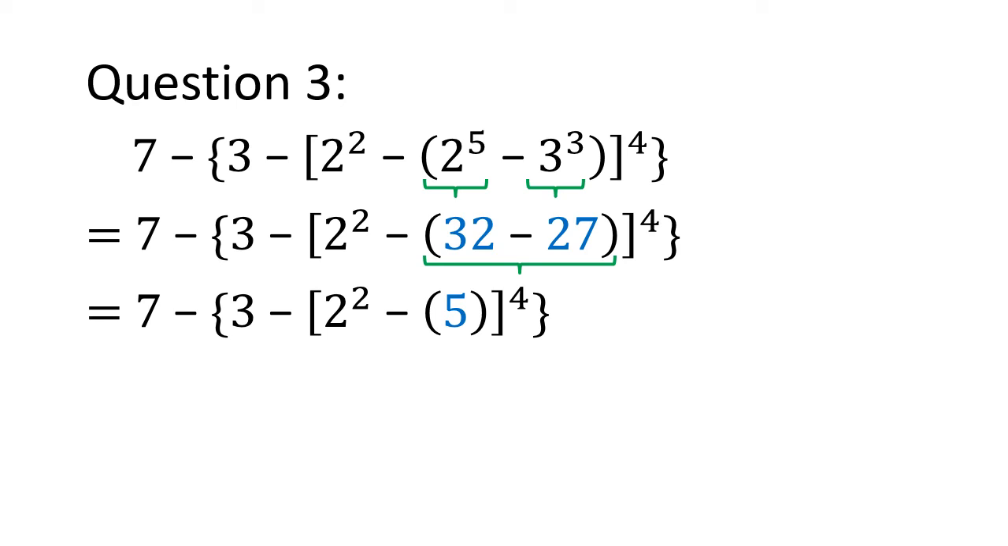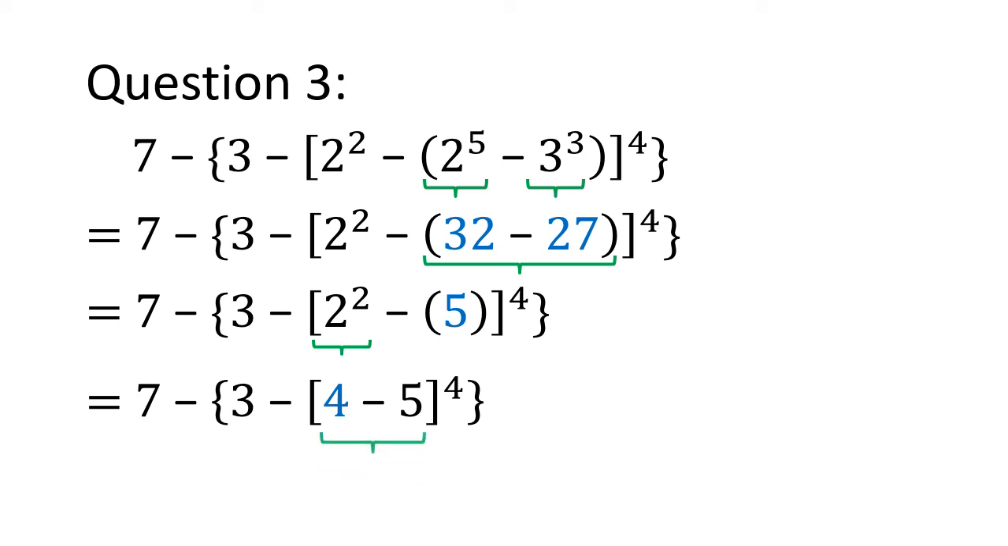Now we need to calculate 2 squared, which is equal to 4. So we now have 7 minus brace 3 minus bracket 4 minus 5, bracket closed, to the power of 4 and then a brace. Then we do 4 minus 5 in the brackets. So we have 7 minus brace 3 minus bracket negative 1, bracket closed, to the power of 4 and then a brace.